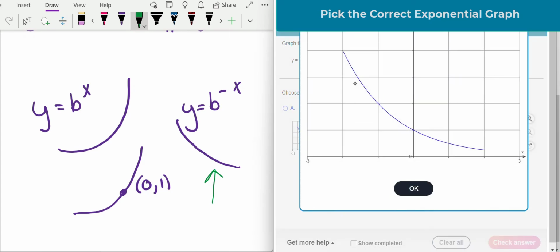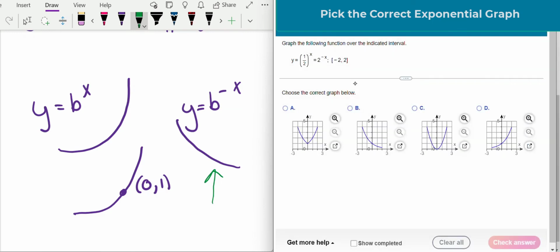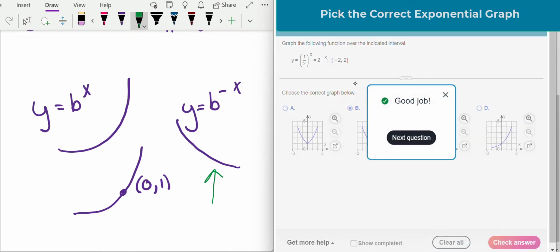It looks like we're good because it's going up to the left. And look, it goes through 0, 1. And that's all we have to do to figure out that it's B. Yay!